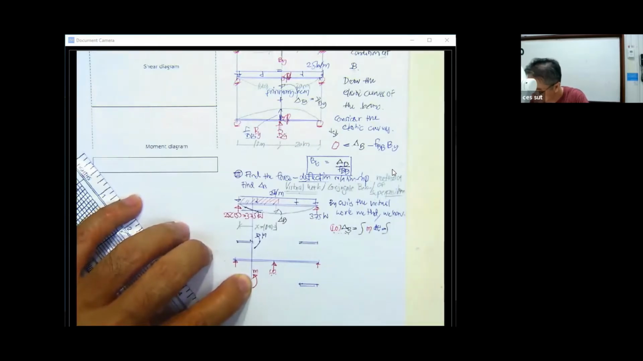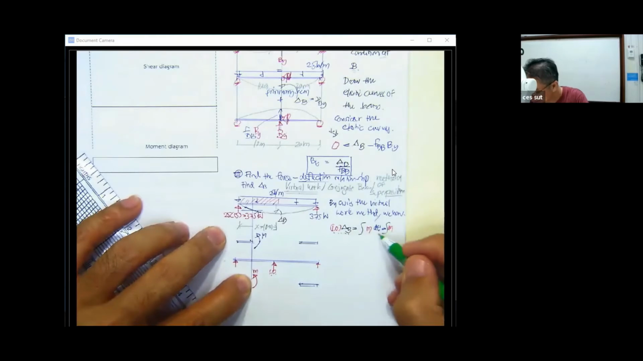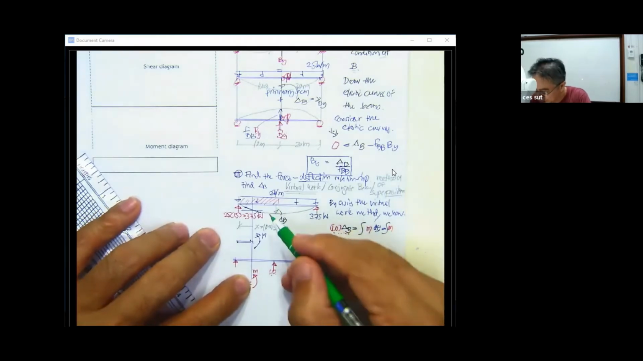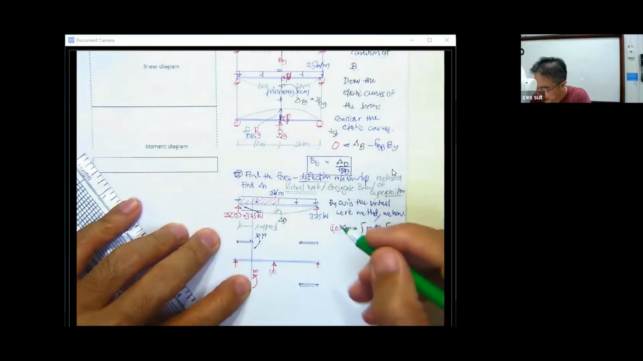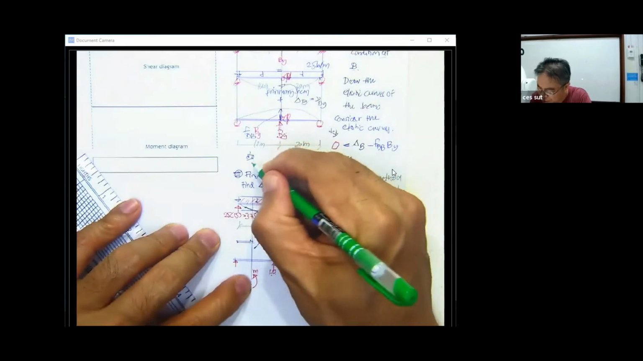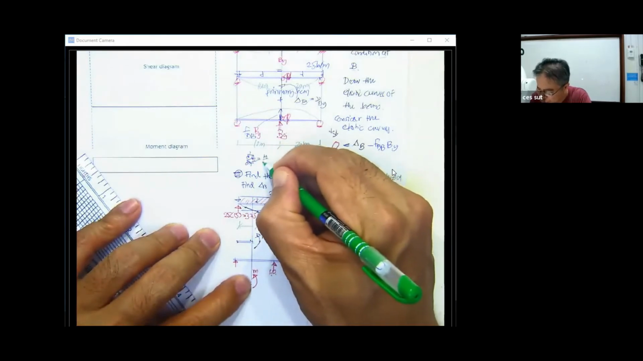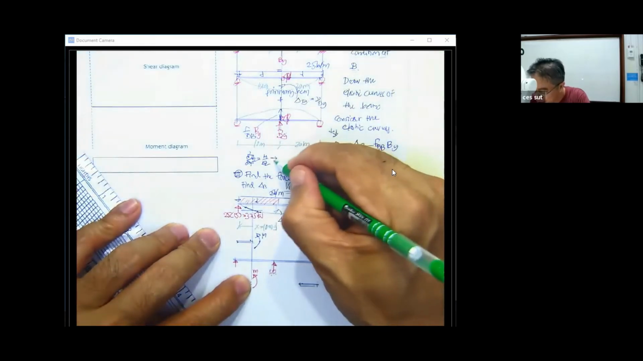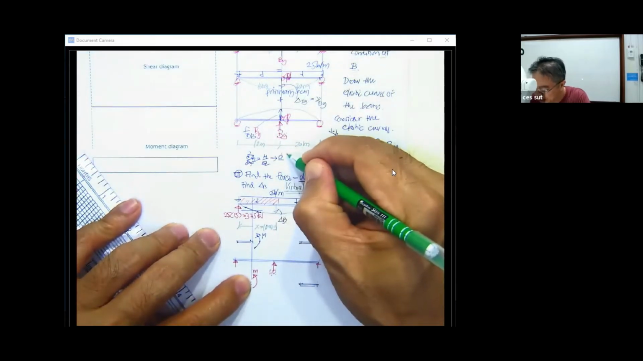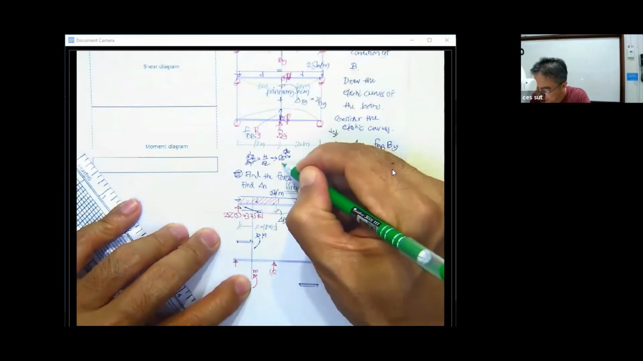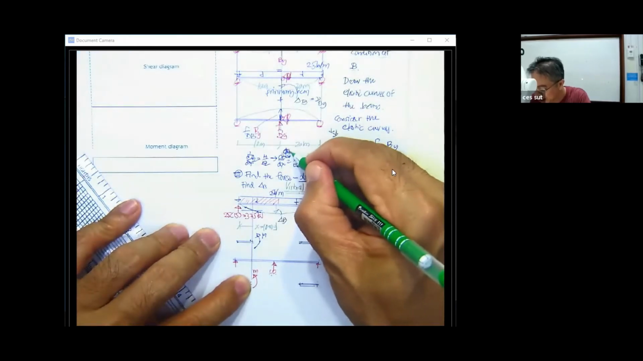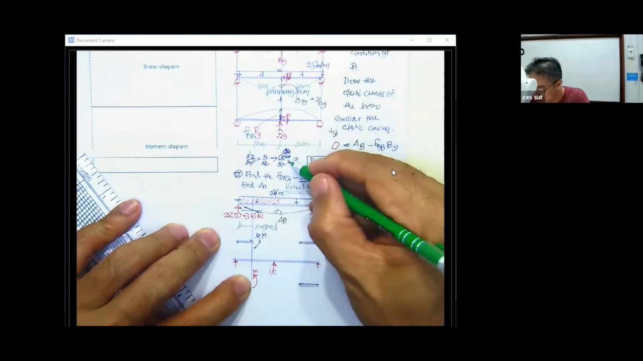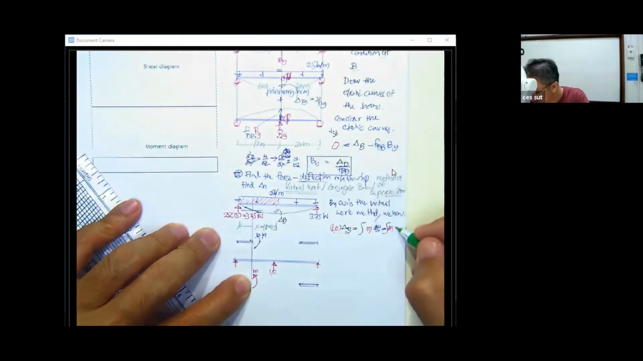Integration of small m by using the elastic beam theory. We have the change of the curvature as d squared v by dx squared equal to m over EI. Then we can write this equation again as dv by dx equal to m over EI, and this is the theta. So d theta is going to be m over EI dx.